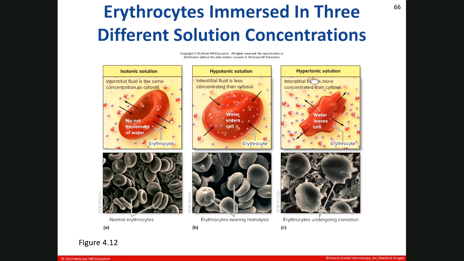And then our hypertonic has a greater concentration of solids outside the cell. What we'll see in that situation is water will move outside the cell and shrink the cell up. That's called crenation.